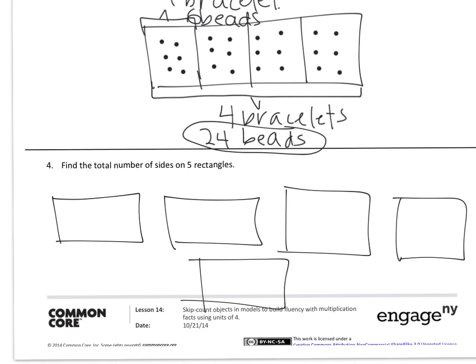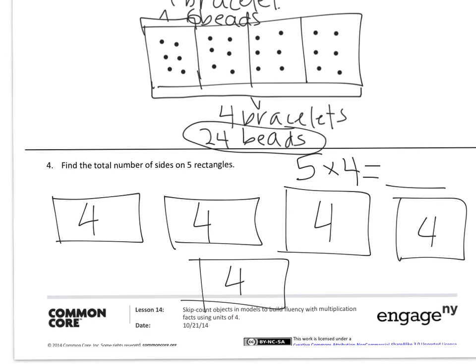How many sides are on each rectangle? 4. I'm going to put a 4 in each box. You could put 4 dots in each box too. What's my multiplication sentence? 5 groups times 4 in each group equals blank. Well, I don't know my 4s. I'm still working on those. But I do know my 5s. 5 times 4 is 20. There are 20 sides on 5 rectangles.